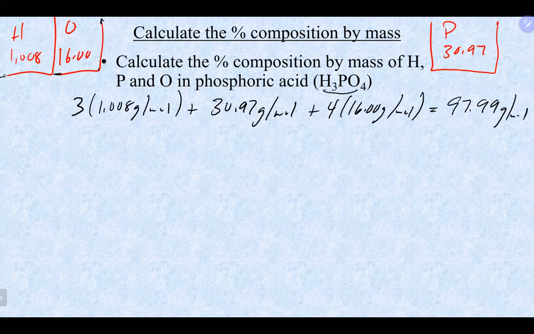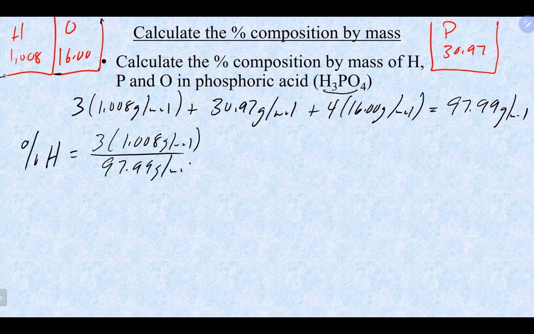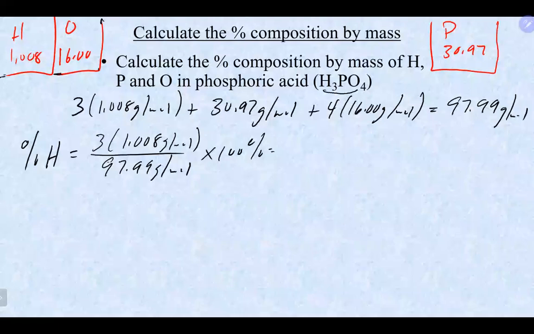So we'll start with our first one. We'll do our percentage of hydrogen in this case. That would be 3 times 1.008, which is the mass of the hydrogens, divided by 97.99, which is the overall molar mass, times 100%. That will get us 3 times 1.008 divided by 97.99 times 100, which looks like 3.086% hydrogen.